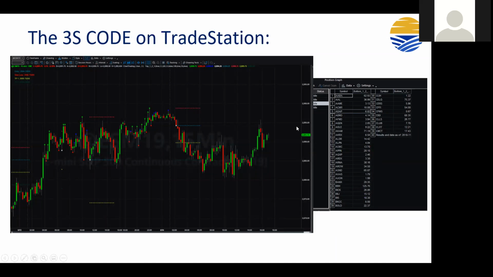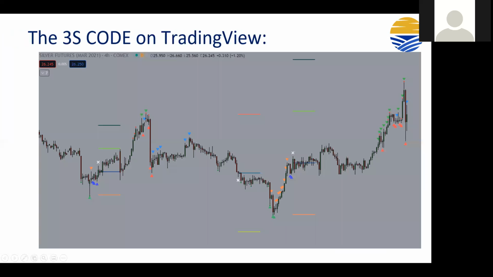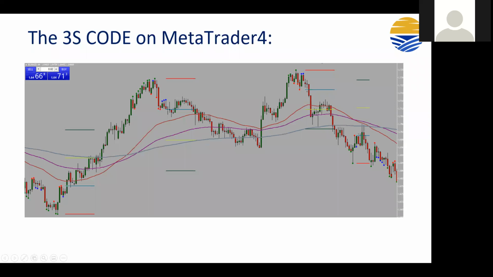Here's your indicator component. Here's your scanner component. Here's what it looks like on NinjaTrader 8. We talked about what it looks like on TradingView. It's a 4-hour chart of silver. And here's what it looks like on MetaTrader 4, a 4-hour chart of the Euro Kiwi. Here's a long, a short, and then a long with some moving averages layover.